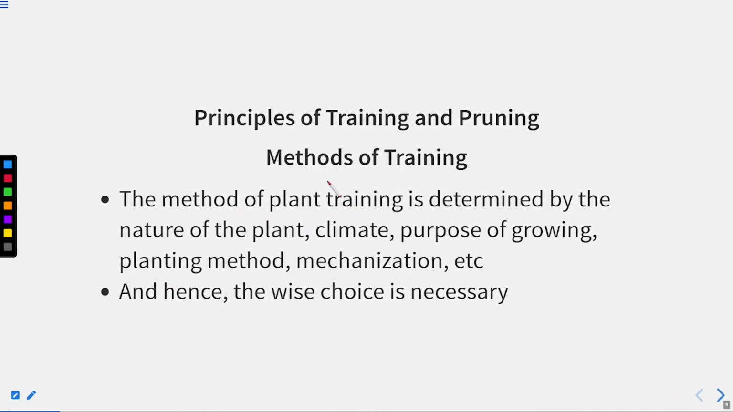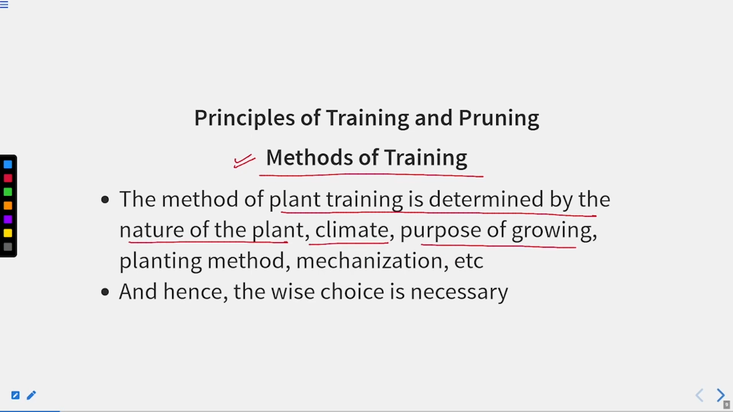The method of training. What are the different methods of training now that we are going to study about? The method of plant training is determined by the nature of the plant, climate, purpose of growing, planting method and mechanization. So there are different methods of plant training and that is determined by the nature of the plant, what type of plant it is, what is the climate, purpose of growing, planting method and mechanization, etc. So these are some of the factors that determine the methods of training, and hence wise choice is necessary.